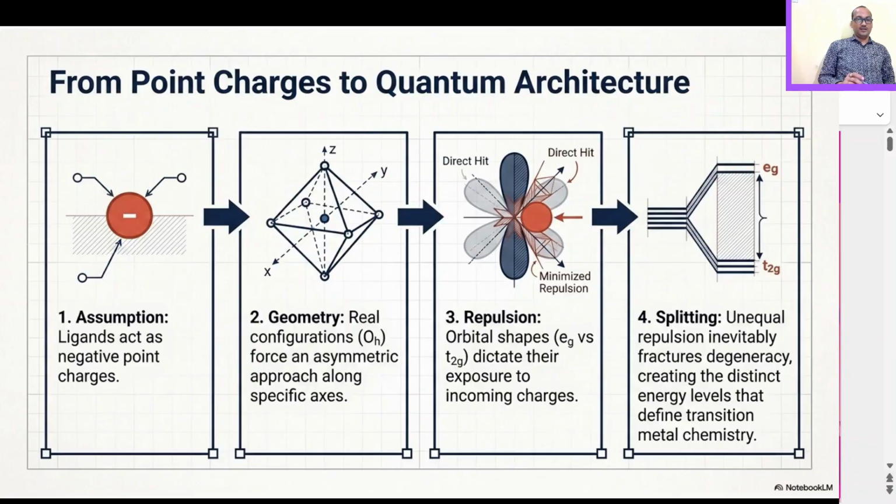So in summary, the ligands act as negative point charges, and in the octahedral configuration they approach asymmetrically along the specific axes, and due to repulsion, the Eg orbitals versus the T2g orbitals will split into 2 types of orbitals, the T2g set of orbitals and the Eg set of orbitals.